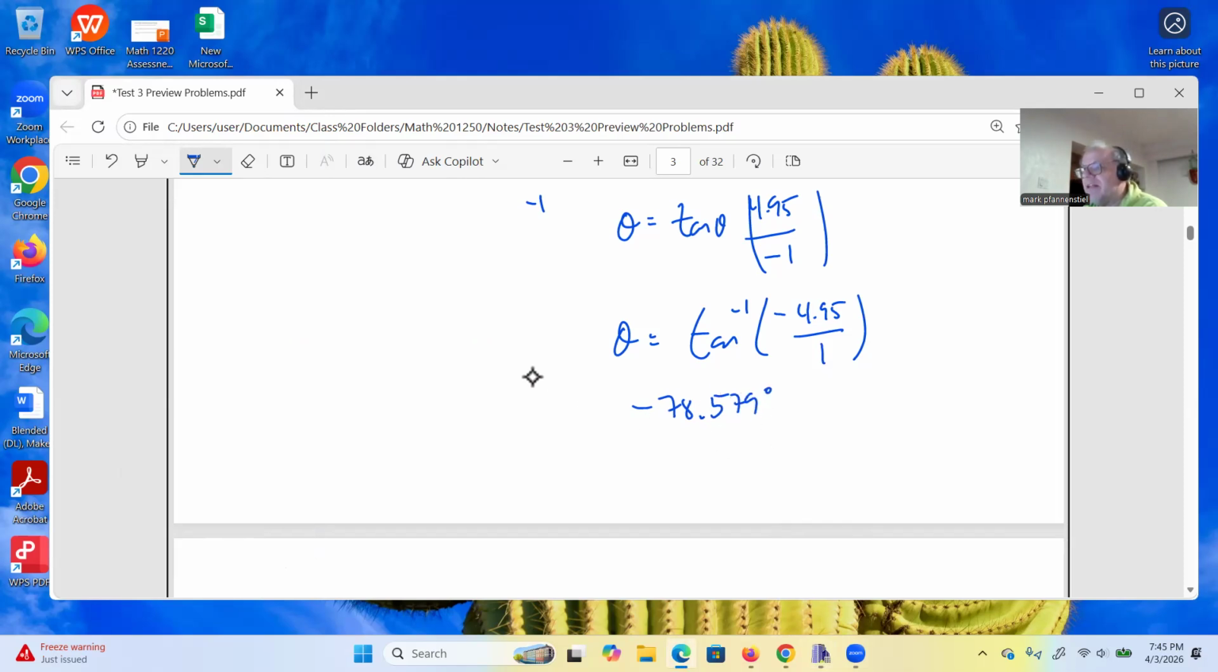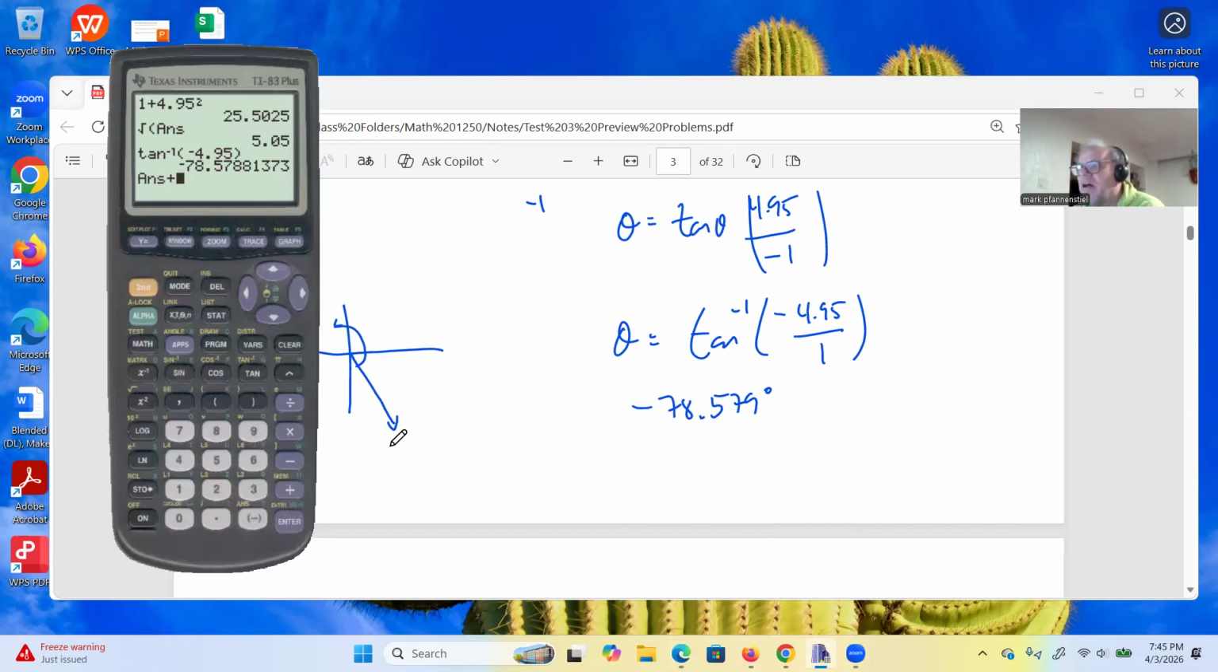Okay, now where is this? Negative 78.579 degrees is down here somewhere. Well, that's not where my point is. My point was up here. So what I'm going to have to do is add 180 degrees to this in order to get the angle in the second quadrant. So we're going to say plus 180. Okay. And I get 101.421 degrees.